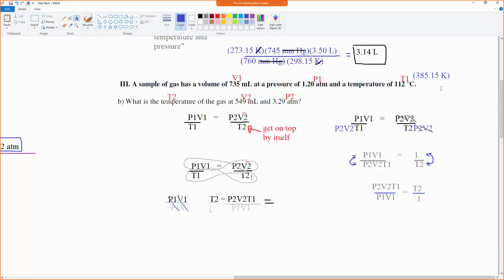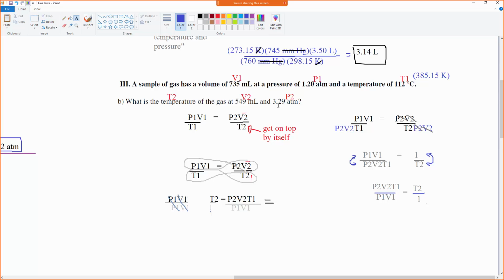Sarah, you are exactly right. The temperature units must be in Kelvin. The pressure and volume units don't have to be in a particular unit, but they do have to be the same. So I don't care if my volume is in liters or milliliters, so long as they're the same, so that those units will cancel. And I don't care if my pressure is in atmospheres or millimeters of mercury, so long as the units are the same, so that they'll cancel.